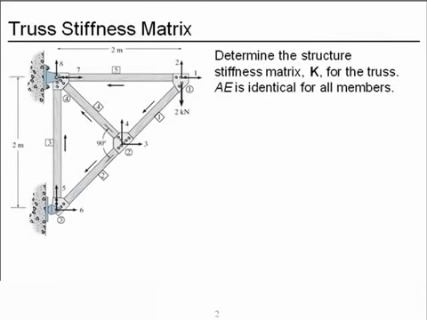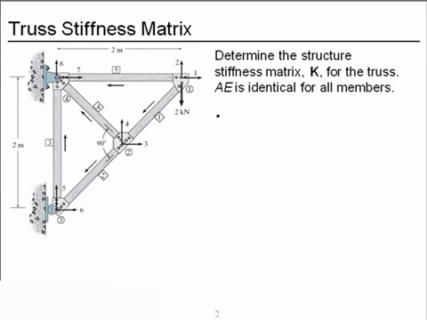And here's our truss. It has 5 members or elements, 4 nodes, for a total of 8 degrees of freedom. The near node and far node are denoted by the arrows drawn on each member. The arrow points from near node to far node, and the degrees of freedom are labeled for each node. We're going to identify the stiffness matrix and note that AE is identical for all members.